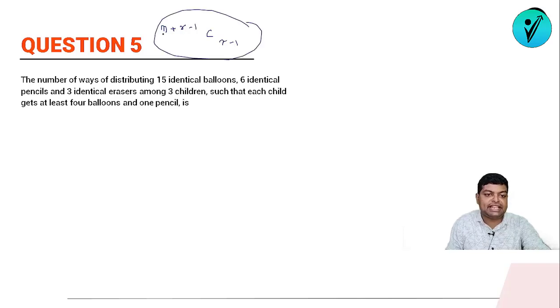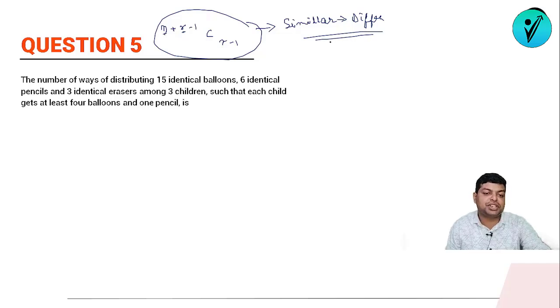Where n is the number of articles to be distributed, and r is the number of people among whom it has to be distributed. ठीक है, ये फॉर्मूला कब काम करता है? When there is a distribution of similar to different objects. अगर आप distribution कर रहे हो, this formula works and this will work here also.